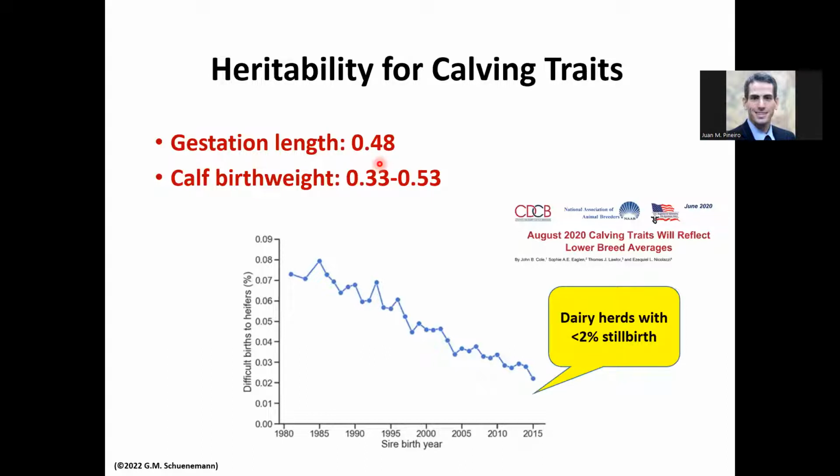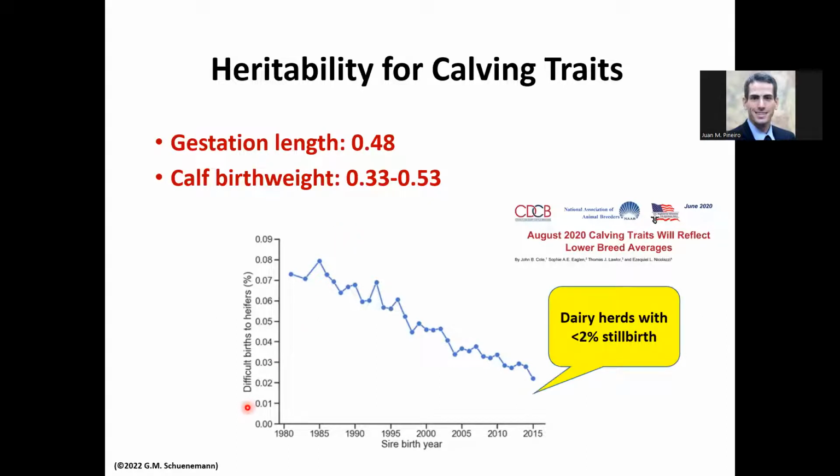This is something that we look at in bulls, especially dairy bulls, which will have a specific genetic component for that. And calf birth weight is the same. It's something heritable, and it has an influence. And both are associated, the two are associated. I'm going to explain in a minute.